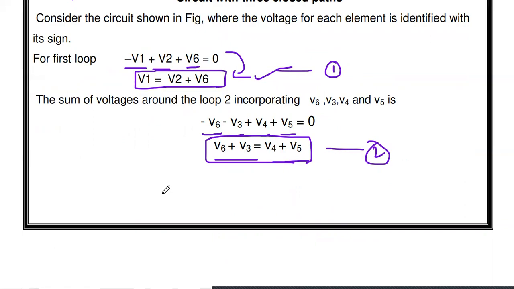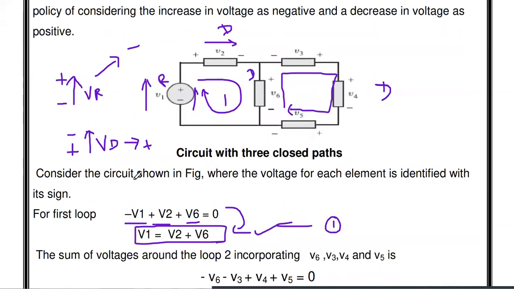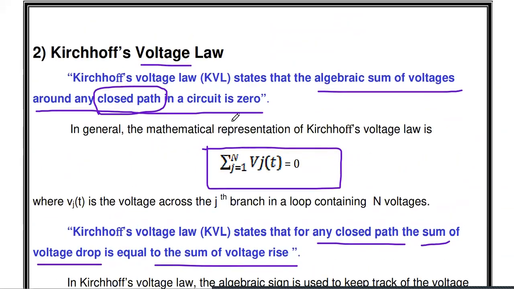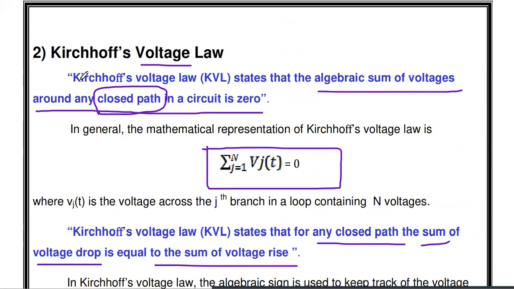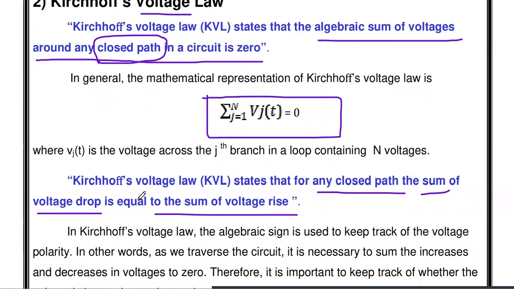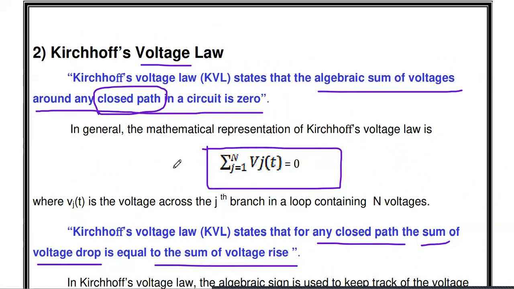So this is said to be the KVL. Simply, we can use either this definition or that definition; both are the same. The algebraic sum of voltages around any closed path is 0, or otherwise, the sum of voltage drops is equal to the sum of voltage rises. This is said to be the KVL, Kirchhoff's voltage law.